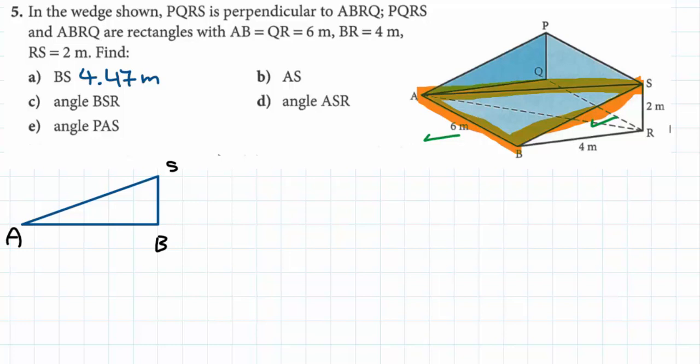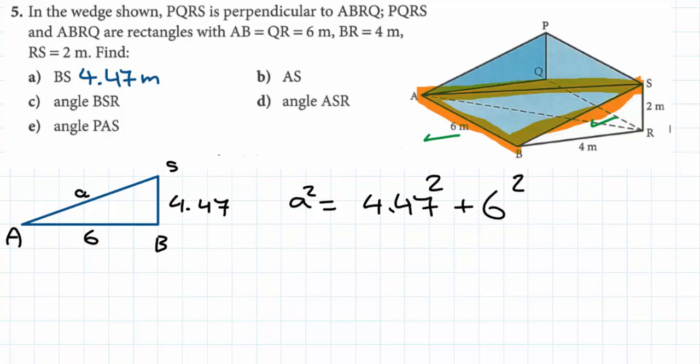BS, as we found in the previous part, is 4.47. And AB is given in the question, it is 6. Now using Pythagoras, let's name this a small. Then a small squared is equal to 4.47 squared plus 6 squared.